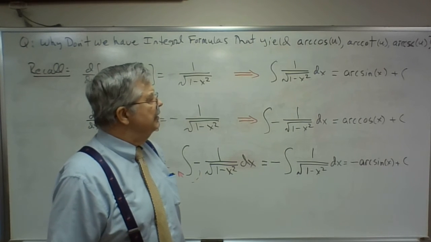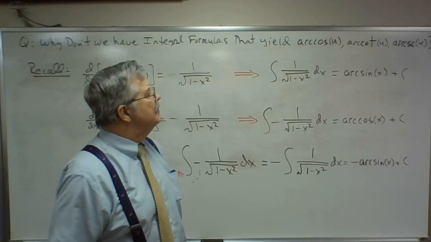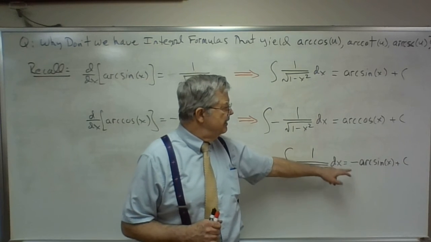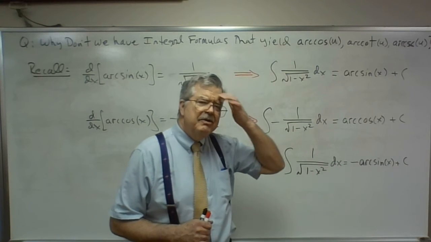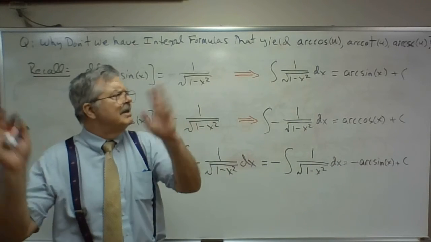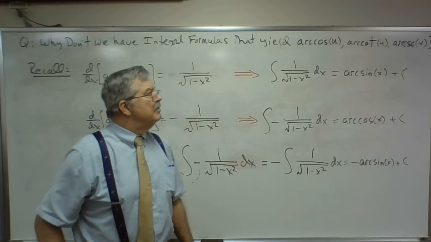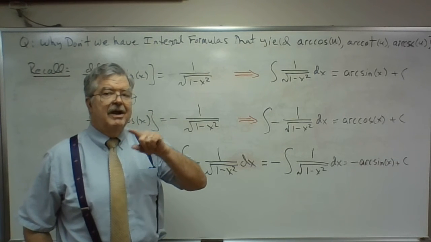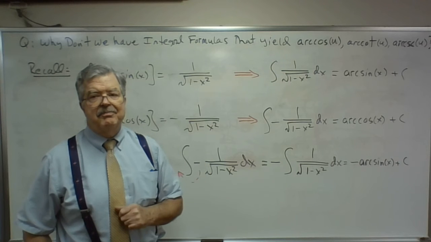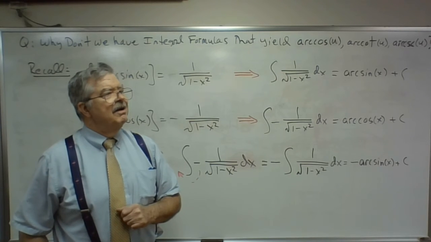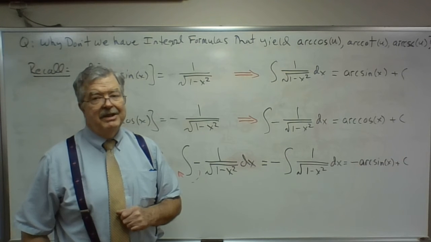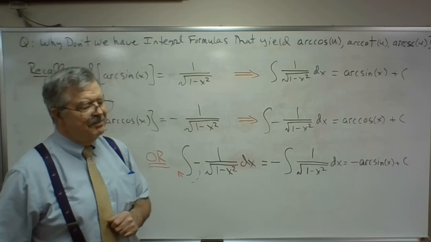So that's the long and short of it. We don't need formulas that give us arc cosine and arc cotangent and arc cosecant, because we can use the formulas that we have that give us arc sine, arc tangent, and arc secant. And we mathematicians are not completely unfeeling people.